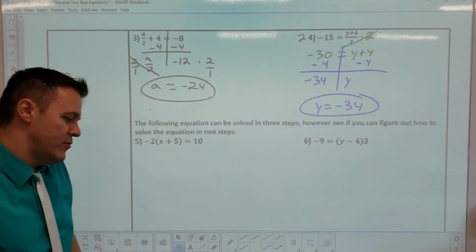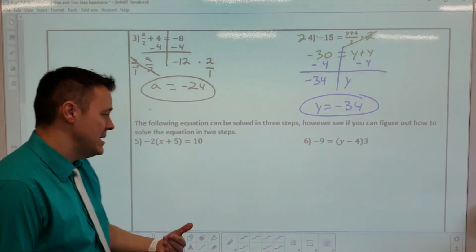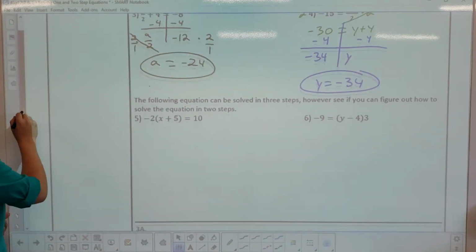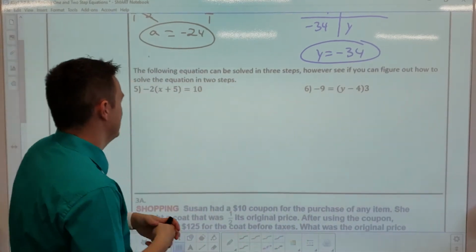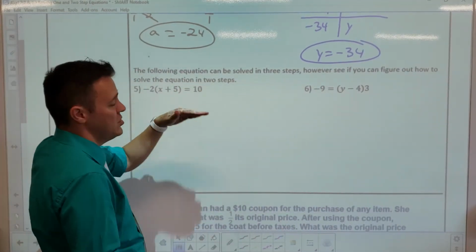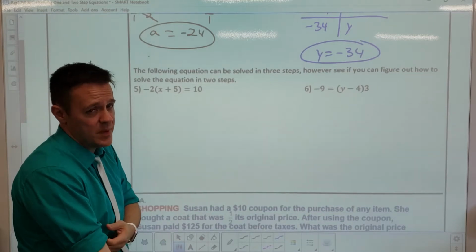As we go along, if you struggle with this, please come see me. Okay? There's a big aspect of making sure. Now, I would try to solve this in 3 steps, but I'm just going to show you guys how to do the distribution because some of you struggle with the distribution aspect of it.